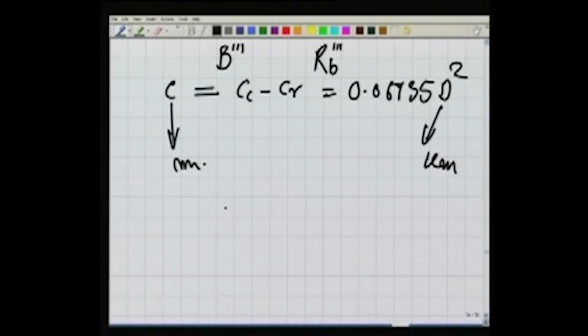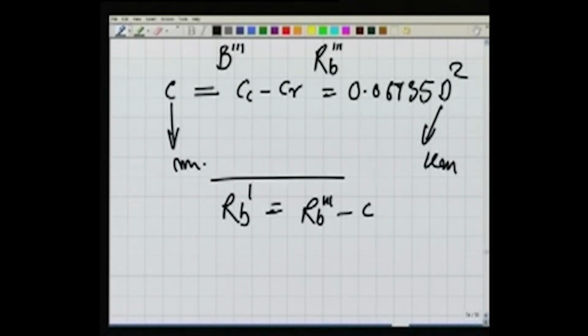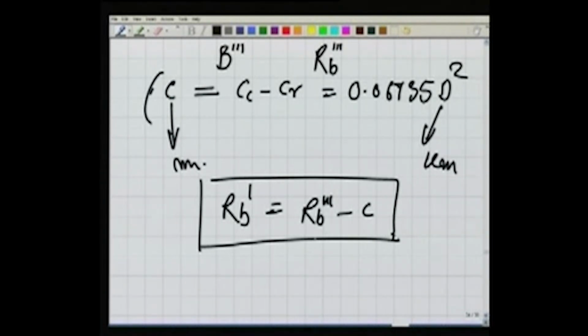So my actual reading, which I can say as RB dash, should be RB triple dash minus C, the correction for both, the total correction. This is the total correction due to curvature as well as refraction.